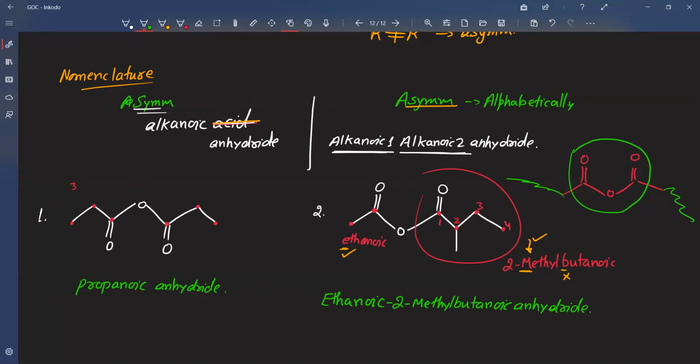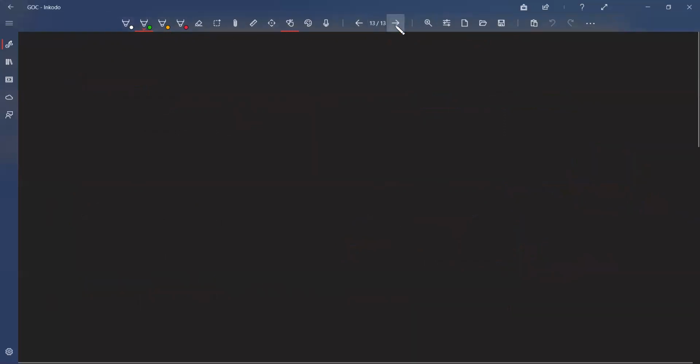So that is about acid anhydrides. Next is amine, and I guess you already know. Amine is a non-terminating group, we already know that. And amine has nitrogen, so it won't get any number.